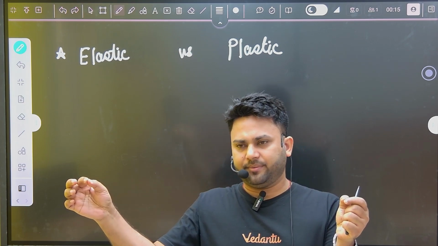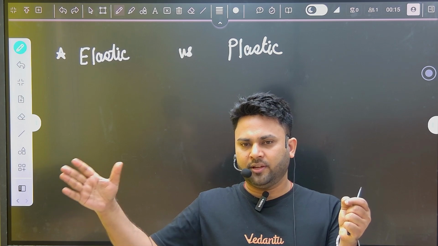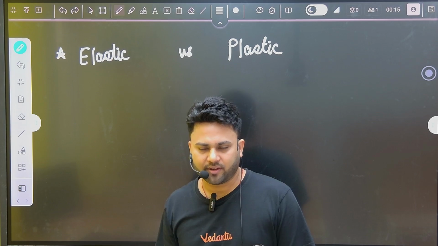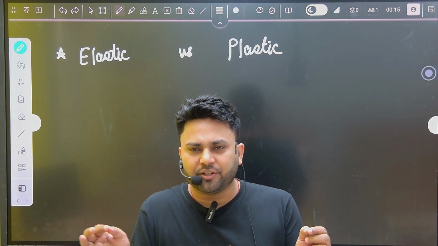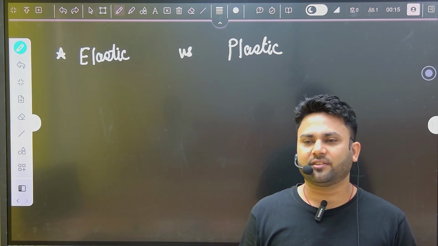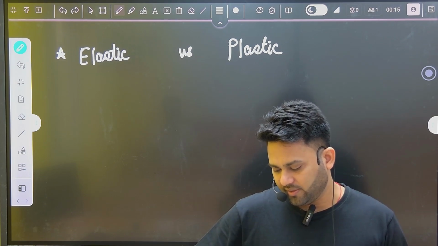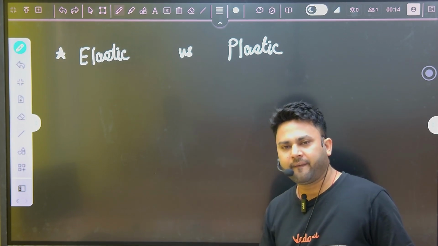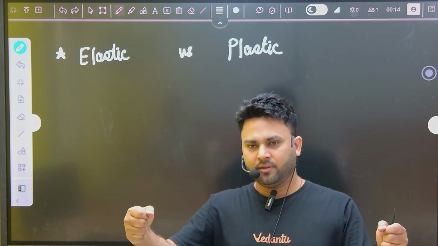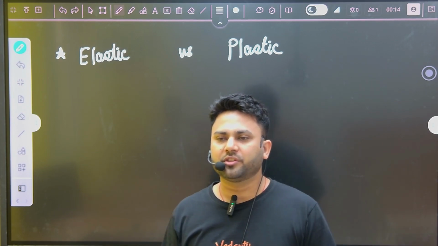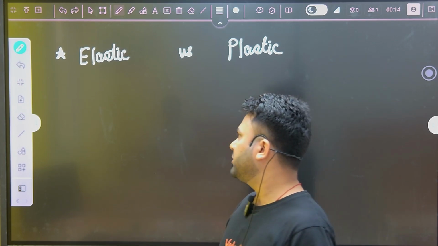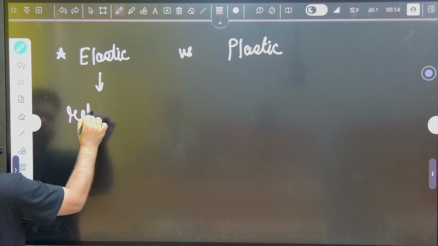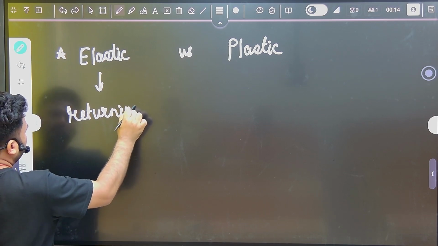You are pulling the rubber band and you release. It will come to its original shape. Correct. So when it is coming to its original shape, this is called elastic nature. You see now this band is elastic. If you pull, then you release, it is coming back. Correct. Suppose this is a cable wire. You pull a little bit and you release, it will come to its original shape. So this nature is called elastic nature. Returning back to original shape.